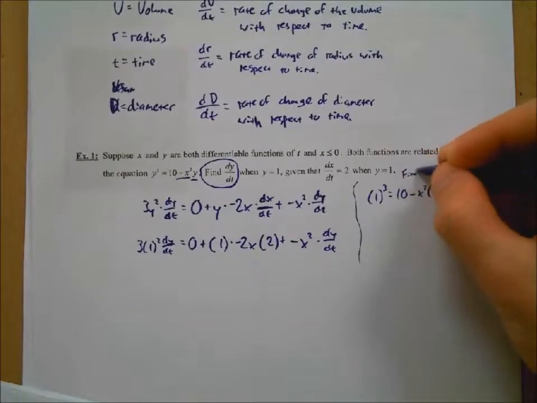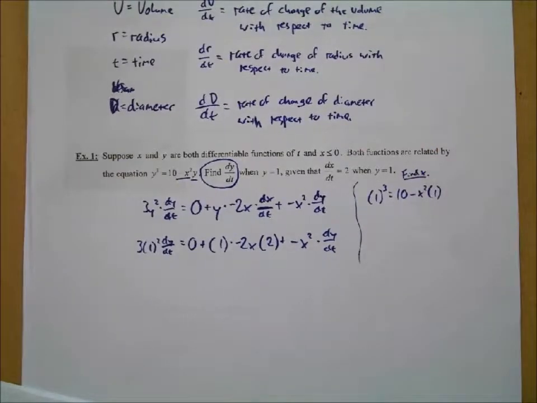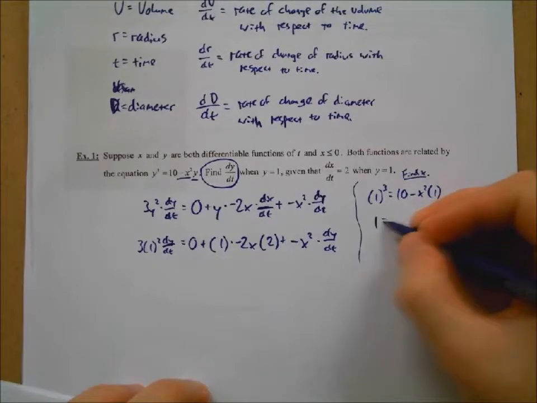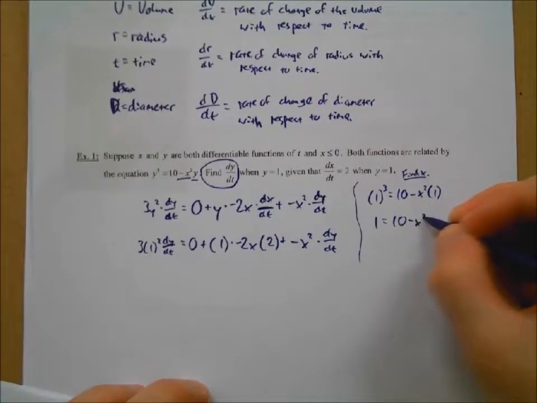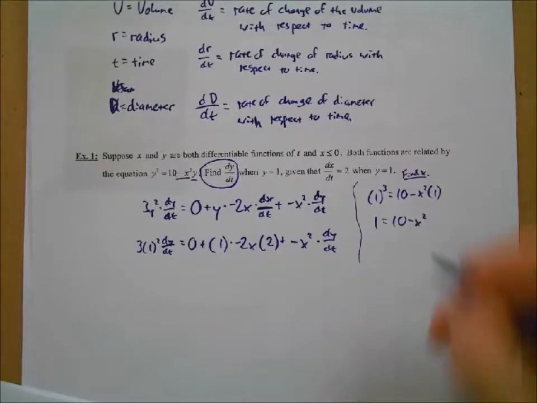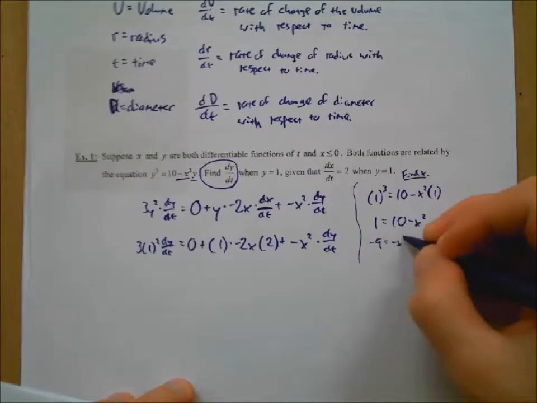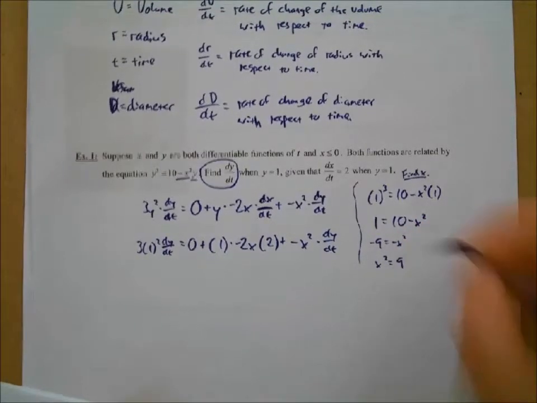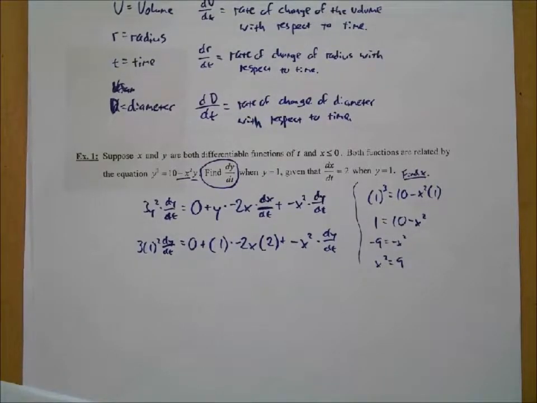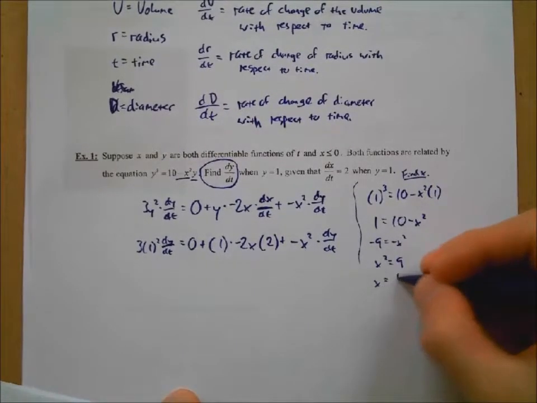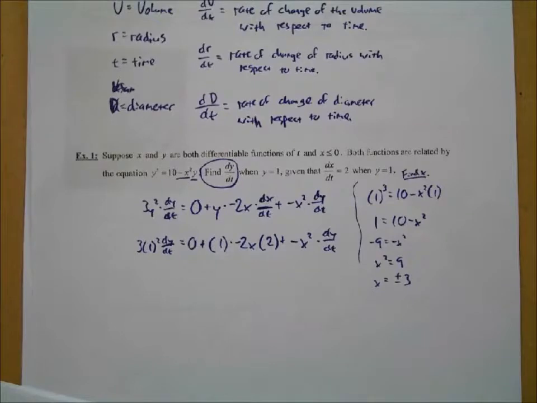So we've got to find x. Okay. Now we solve, so we get, let's see here, 1 equals 10 minus x squared. And so we get negative 9 equals negative x squared, or in other words, x squared is 9. Square root both sides, and we get x equals plus or minus 3. Do we need to use both of these x values? How can I know which one I'm supposed to use?